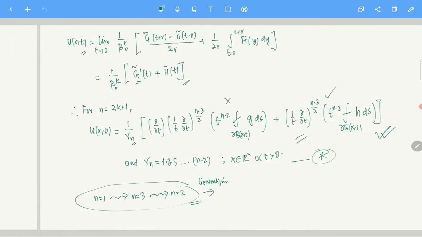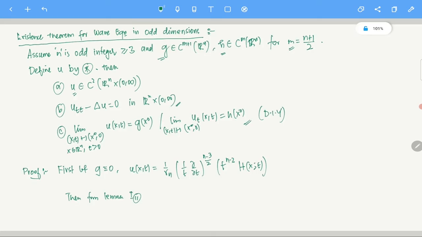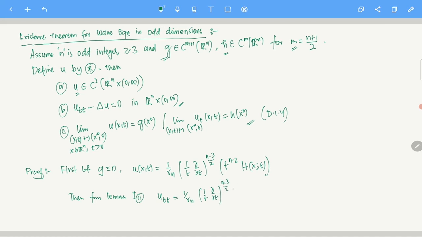So this is Lemma 1.2. From Lemma 1.2, what we have is u_tt. If you now write what is u_tt, that is 1 by gamma_n, 1 by t del t to the power n minus 3 by 2, and then it is basically t^(n-1) h_t(x, t). I'm using Lemma 2 here.